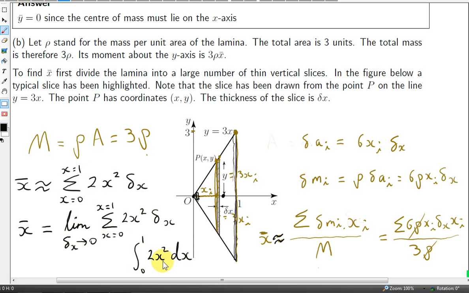Now this is a simple integral. If we integrate 2x squared, we get 2/3 x cubed. And for our limits, we end up getting an answer of 2/3. X bar is 2/3. So that's this point here roughly.